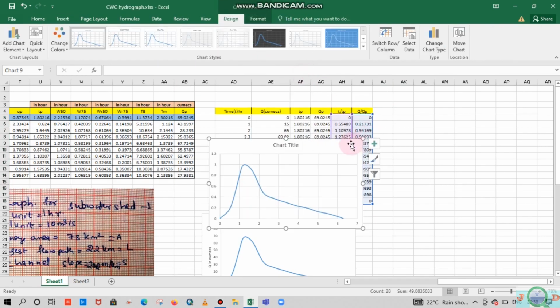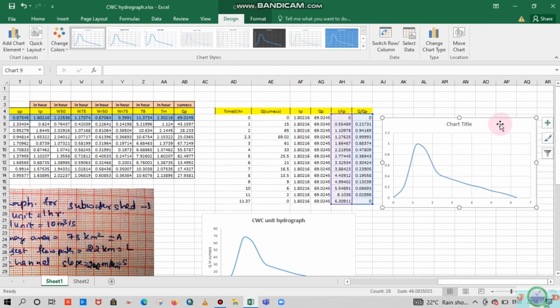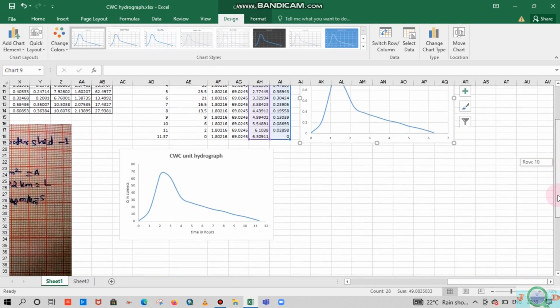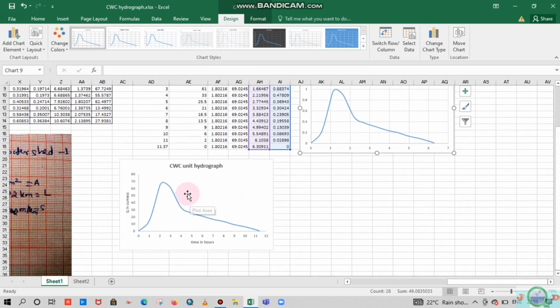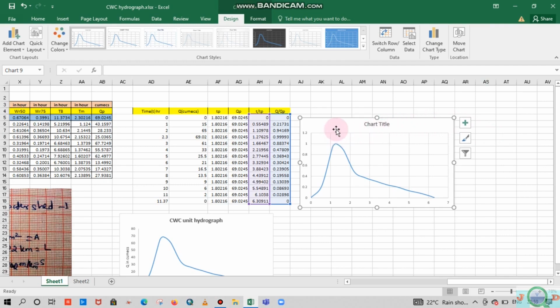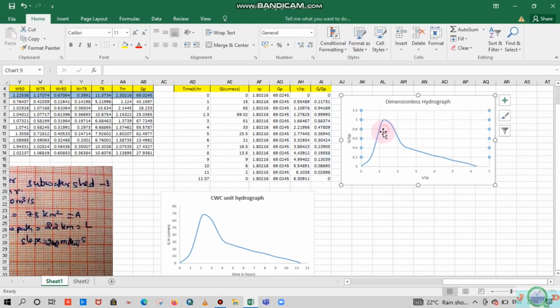So here is the dimensionless unit hydrograph. Both look similar. If you look at this graph and this graph, both are similar. So here is the dimensionless unit hydrograph, and this one is the CWC unit hydrograph, and this dimensionless unit hydrograph is derived from this CWC unit hydrograph.